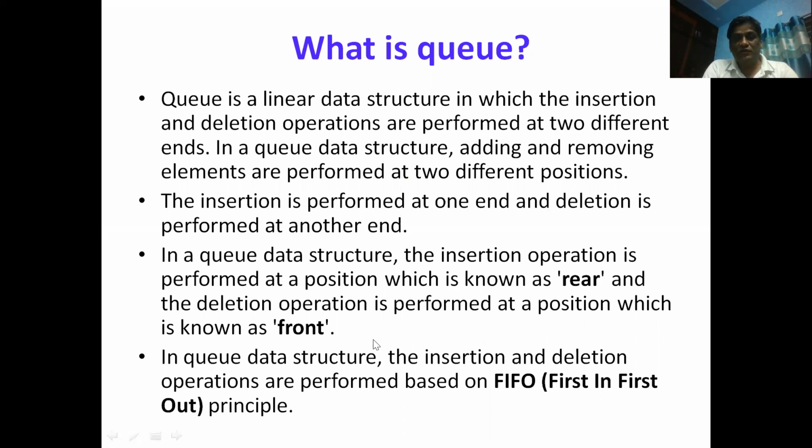If you look at the principle on which a queue works, it is FIFO. Remember this word. FIFO stands for first in, first out. That means whichever element comes first into the queue goes first out from the queue. So queues work based on this principle, the FIFO, first in, first out principle. You will understand this principle once we look at some examples.